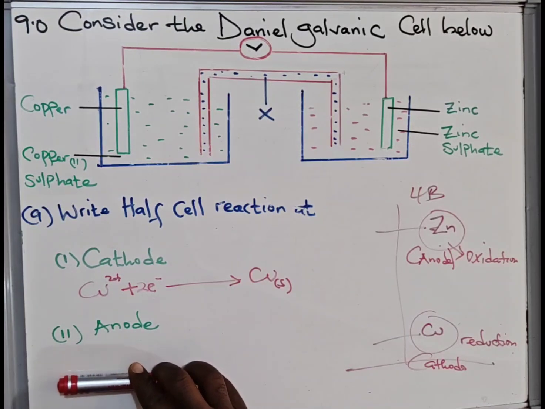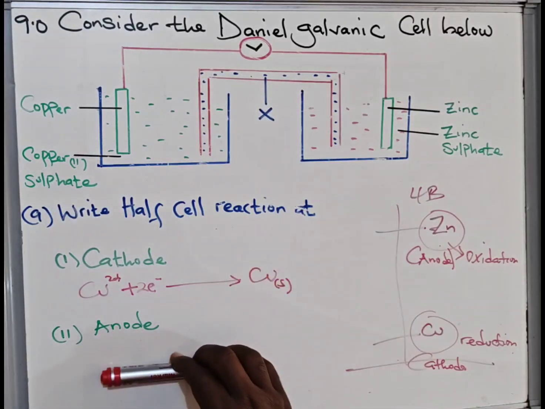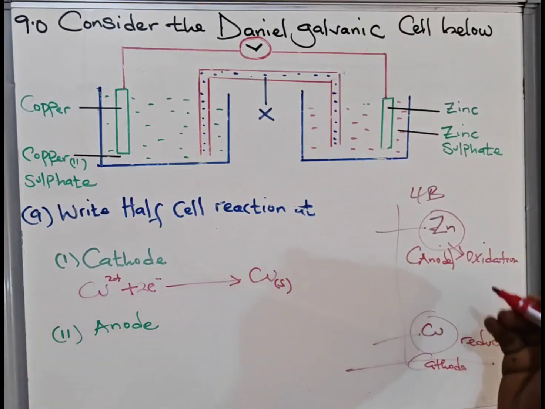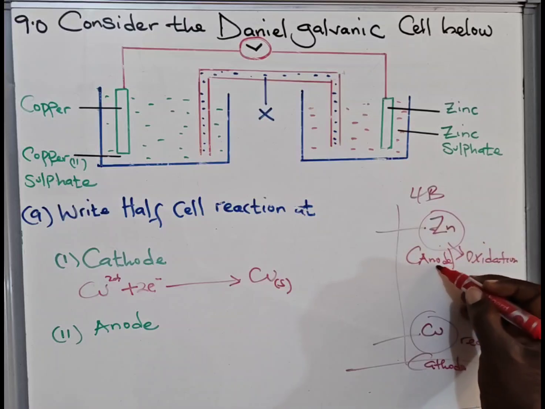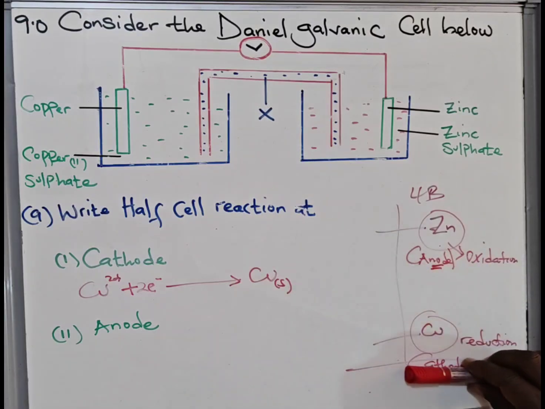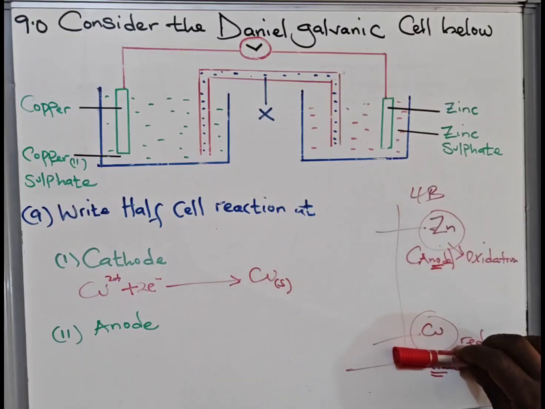Then comes this question. It says write the half-cell reaction at the anode. I need to emphasize that when you look at Table 4B, the one which comes first is the anode and the one which comes later is the cathode. During our school times, we used to say that A comes before C, just to recall very fast so that we don't forget. So this is the anode, this is the cathode.